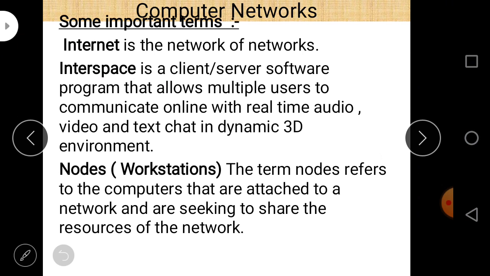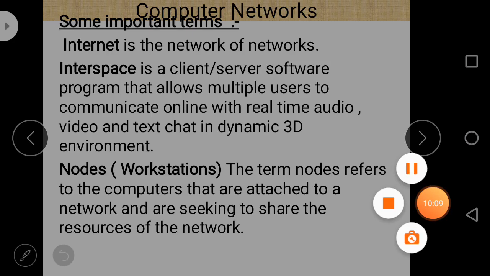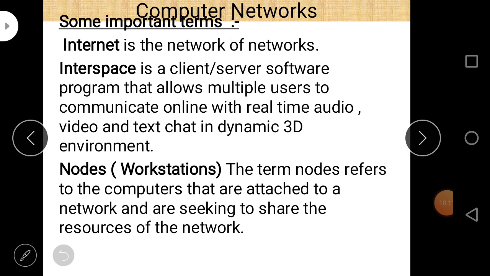Next is nodes. Nodes are sometimes also called workstations. The term nodes refers to the computers that are attached to a network and are seeking to share the resources of the network. So computers that are connected or that are part of a computer network are also called nodes or sometimes called workstations.